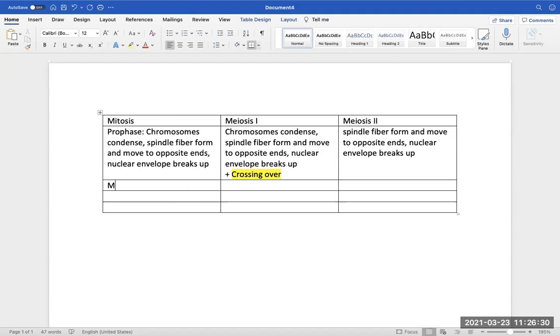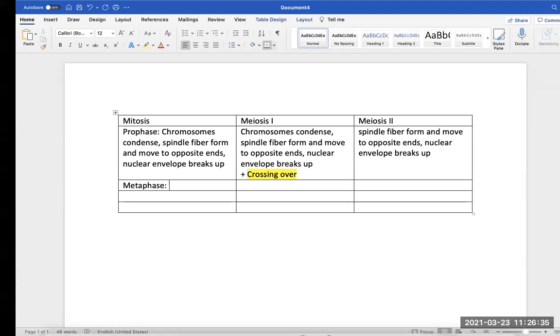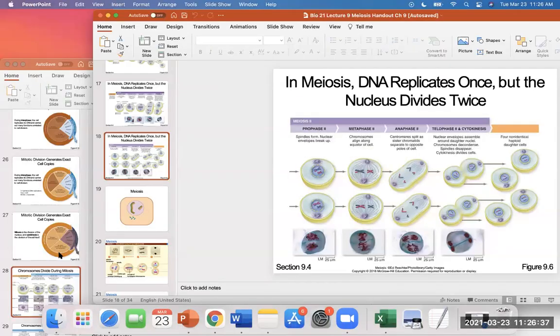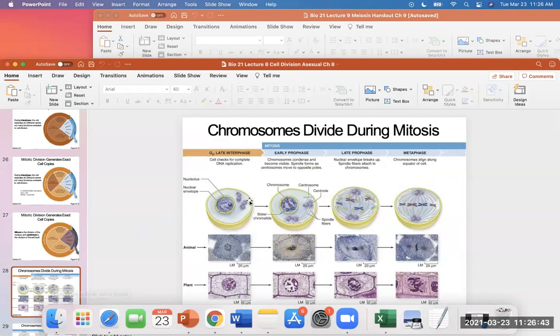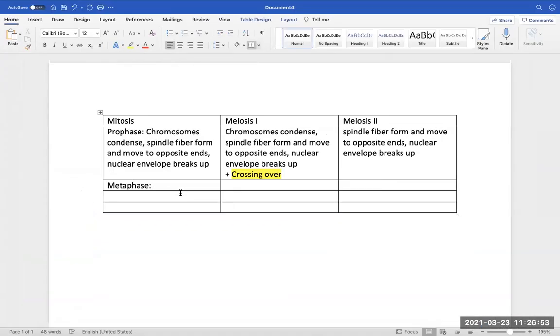Then you have metaphase. Can anybody tell me what's happening in metaphase for mitosis? Segregation. Sorry, they lined up in the middle. So M for middle, maybe try to remember it like that. The chromosomes line up in the middle and you have a single row. So chromosomes line up in the middle.